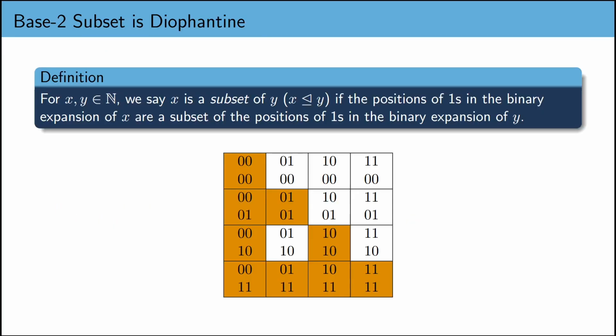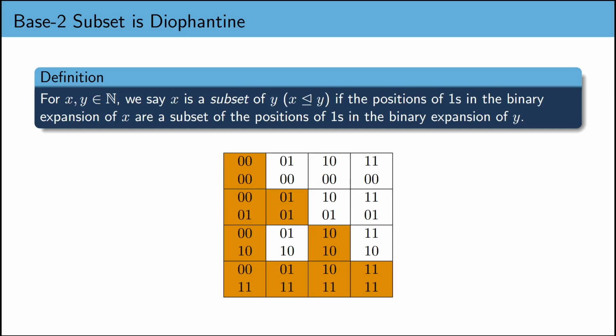Now, of course, I promised programming with Diophantine equations. And in order to do that, we're going to need to use our numbers to represent data in a binary format. A useful relation for talking about the binary representation of numbers is the binary subset relation. Given two natural numbers, we say that x is a subset of y, which we denote with this triangle less than or equal to sign, if the positions of ones in the binary representation of x are a subset of the positions of ones in the binary expansion of y.